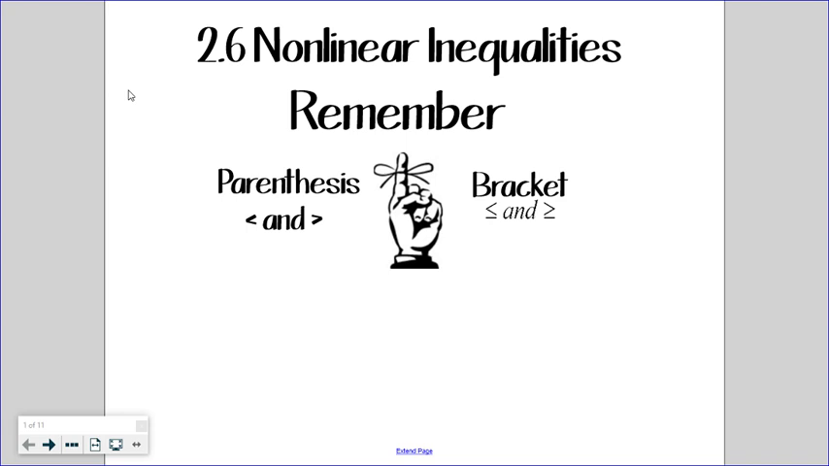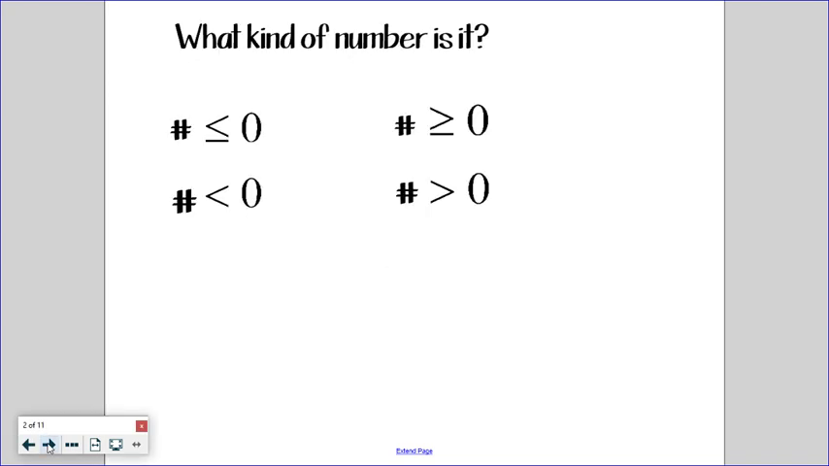And if we have an "or equal to," we're going to use a bracket to indicate that we do include that number. The other thing is just remember what kind of number we're looking at. In all of our problems today, we're looking at inequalities. If we have a number that is less than 0 or less than or equal to 0, we are specifically talking negative numbers. If our number is greater than or equal to or greater than 0, we are specifically talking positive numbers.